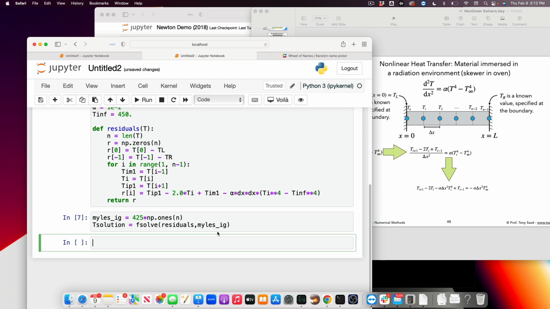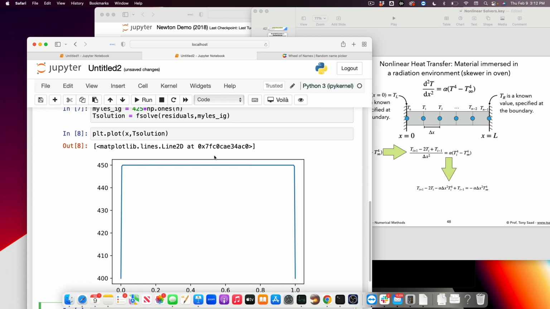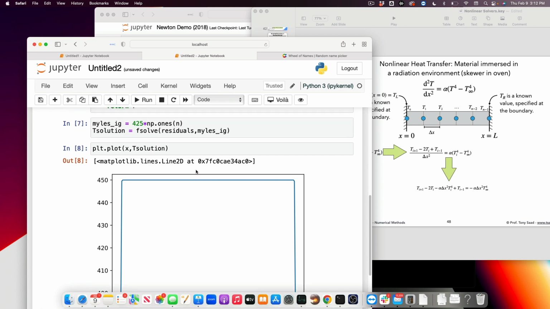Did you guys get a solution? Did you get something? Okay, so let's plot it or print it. I'm going to plot it. So I'm going to do plt.plot of t solution versus x. Oh, look at that. Wow, it's pretty flat. Right? Look at that. It's just the radiation heat transfer completely dominated this.